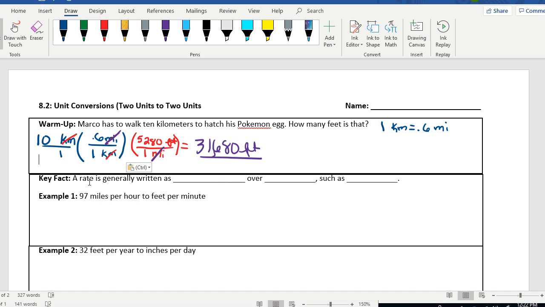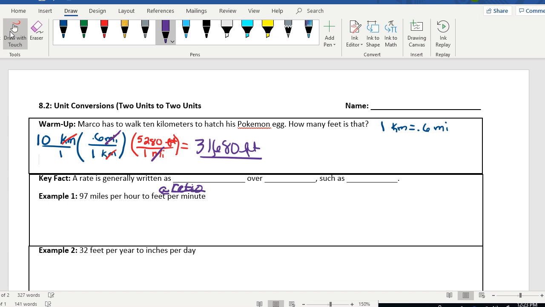Okay, so key fact, a rate. Now, I don't know if I like this, that it's generally written as, it's always written as a ratio. Okay, a ratio that looks like a fraction, but anyway, a ratio.